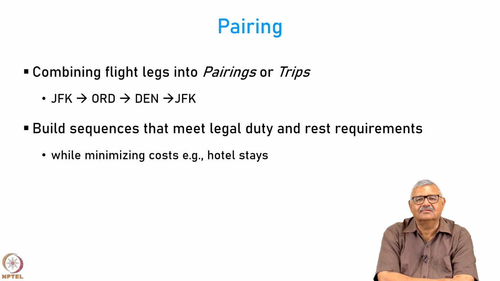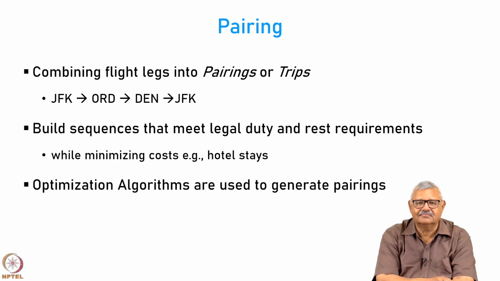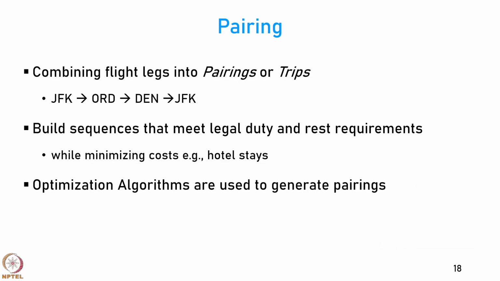But while doing this, we need to minimize the operating cost as far as the airline is concerned. For example, we need to minimize the cost of the hotel stays. Now, as I mentioned, this is a very big problem, so it is not easy to do it manually. So large airlines normally use optimization algorithms for generating these pairings.